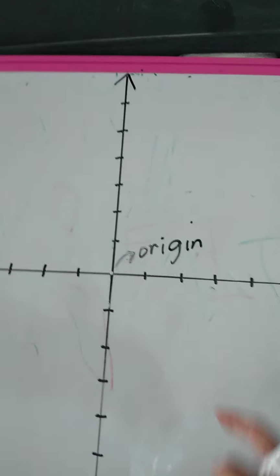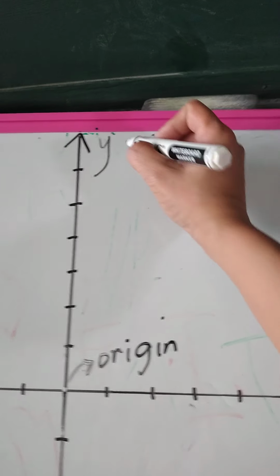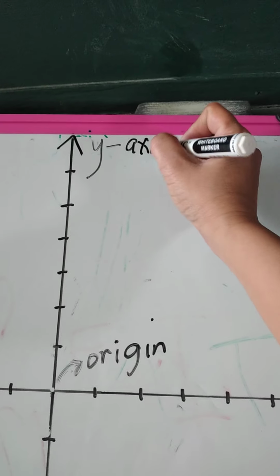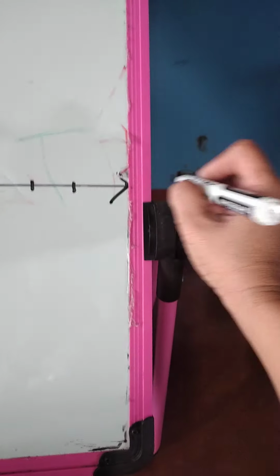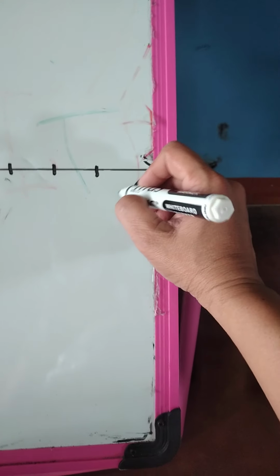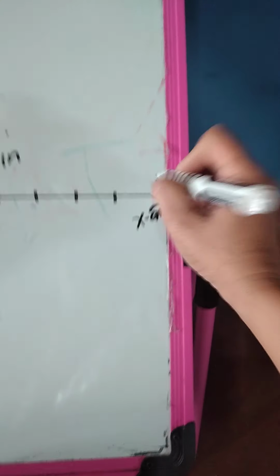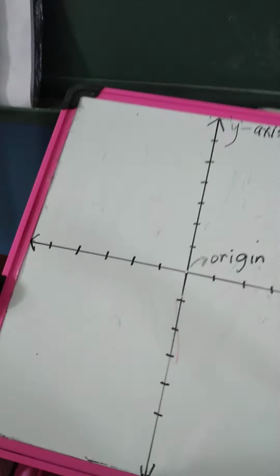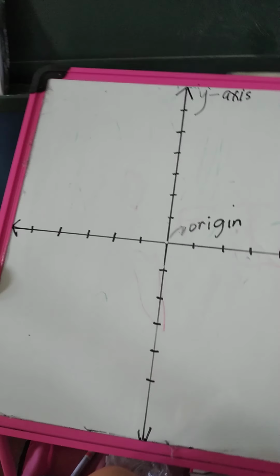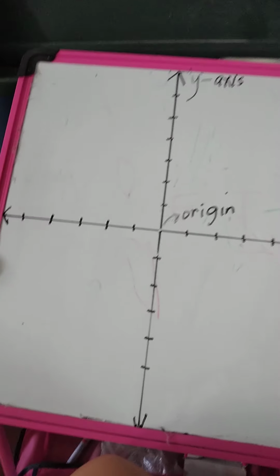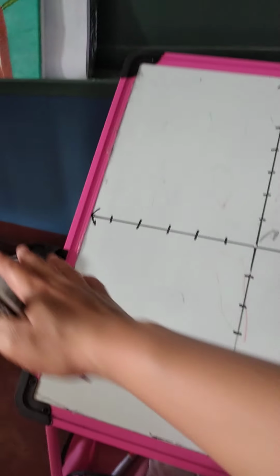After that, don't forget to label. Your vertical straight line is your y-axis, and the horizontal line is your x-axis. This is supposed to be the x-axis this way, but I don't have enough space. Remember, the horizontal line is your x-axis and the vertical line is your y-axis.